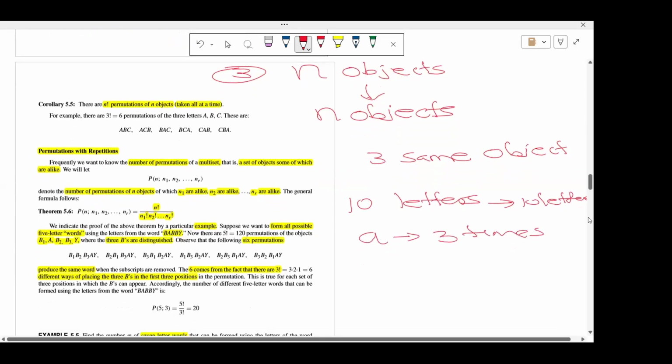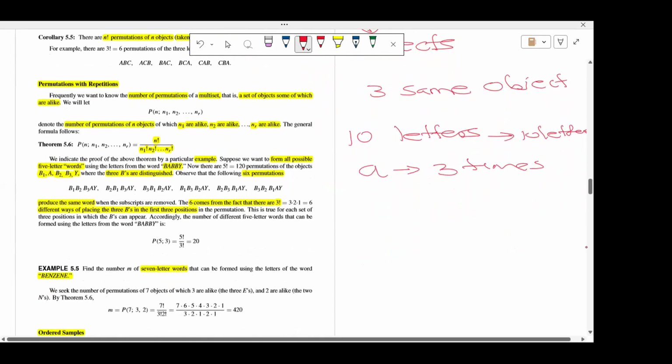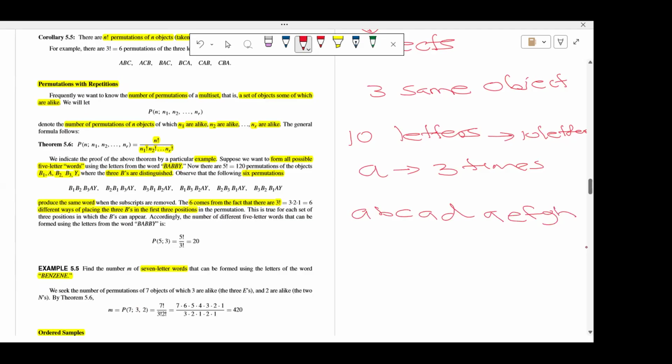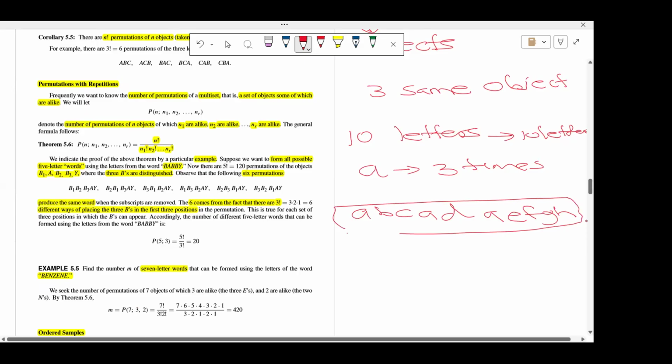You have 10 letters: A, B, C, A, D, A, E, F, G, H. Altogether 10 letters. So here we have 10 letters, and A occurs three times: one, two, three. The others occur only one time.